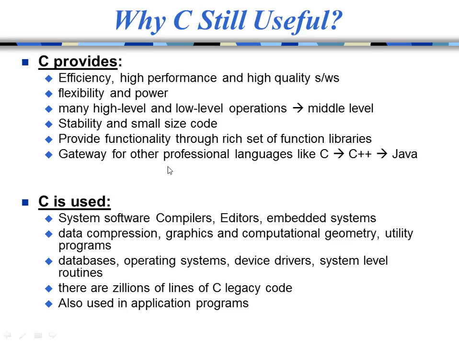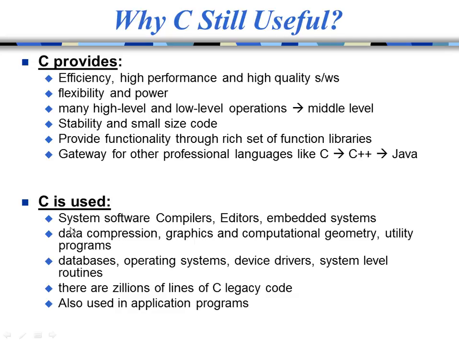Why is C still useful? Because C provides efficiency, high performance and high quality software, flexibility and power, many high level and low level operations, middle level also, stability and small code size, functionality through a rich set of function libraries, and a gateway to the professional languages like C++ and Java. First C and then C++. This is the improved version, with the latest object oriented features available, and also Java.